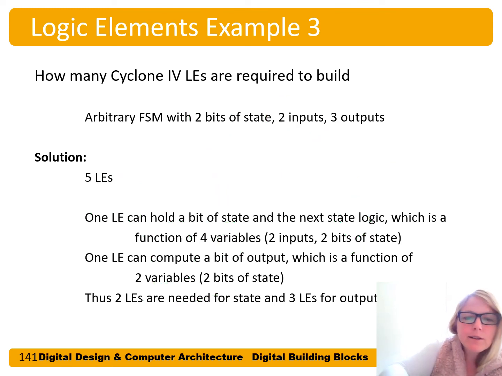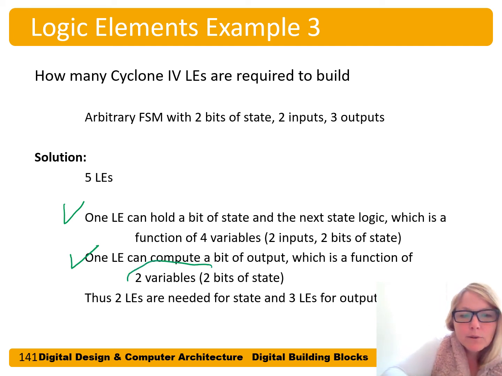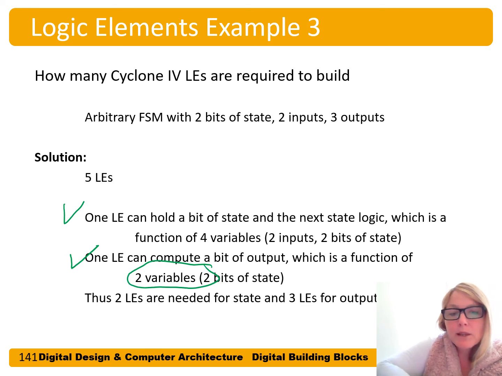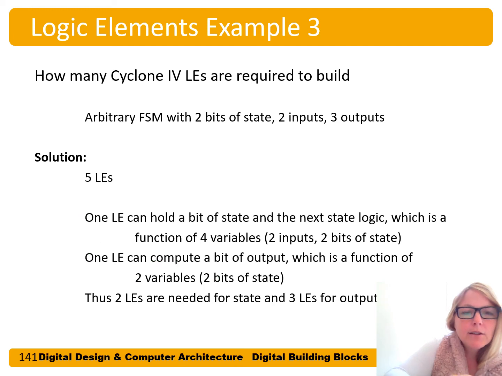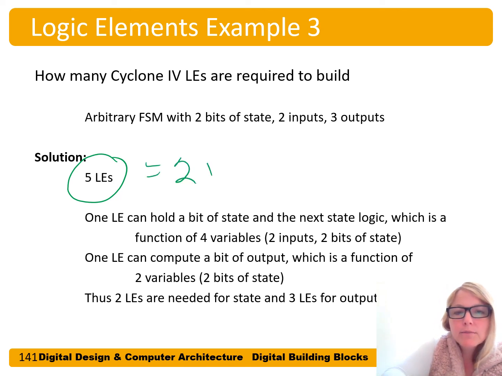And so here we have 1 LE for each bit of state and the next state logic, so that's 2 altogether, and 1 LE to compute each bit of the output. Again, we'll tie 2 of those lookup table inputs to 0 because we actually only need 2 of those inputs to determine each of the outputs. So we'll need 5 LEs altogether, 2 to calculate the states and store the state in the flip-flops, and 3 to calculate the outputs.